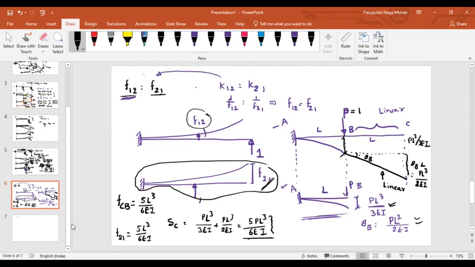Now can you look into the options? The options given are L cube by 3EI, L cube by 2EI, L cube by 8EI, and the last option is L cube by 1.2EI. If it goes downwards, then obviously it's 1.2, isn't it? Now you got the idea of the flexibility matrix. Any doubt in this whole thing? If you understood the logic, how much time does finding this F21 take?